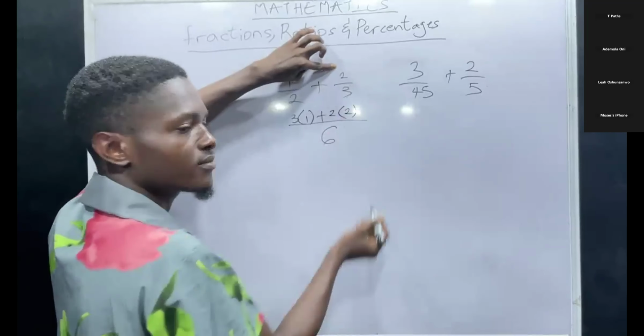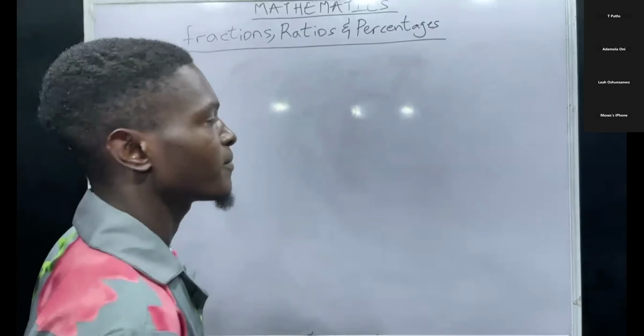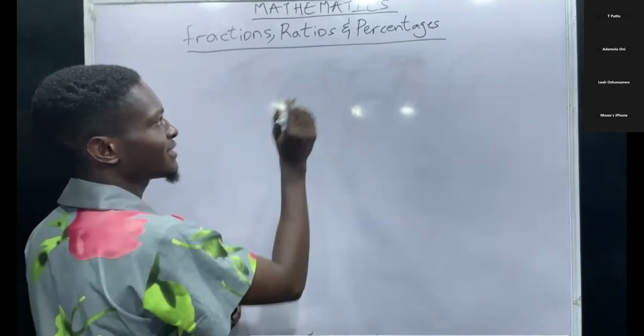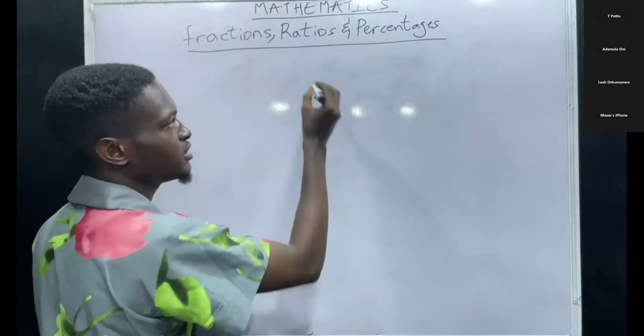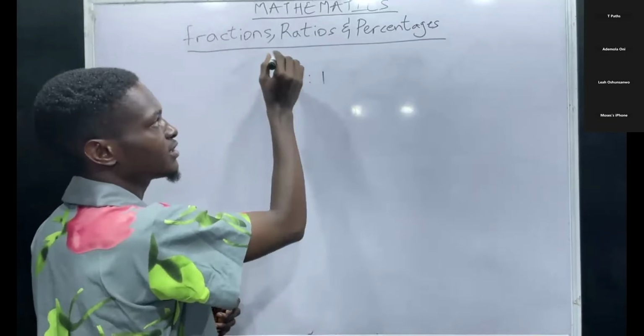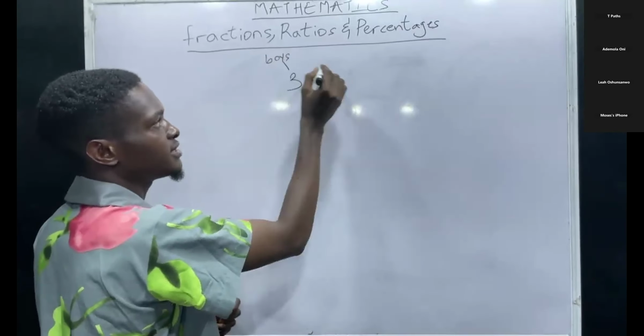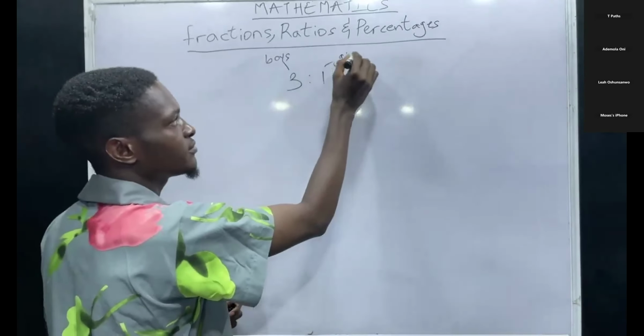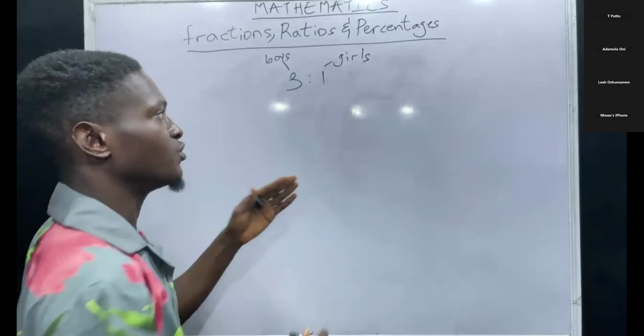All right, now what do ratios do? Ratios compare quantities. Ratio is comparing one quantity to another quantity. Let's take for instance, I was told in a class that the ratio of boys to girls is 3:1. Ratio is usually denoted as a notation, something like 3:1. This is how ratio is denoted. So this is that of boys, and this is that of girls.